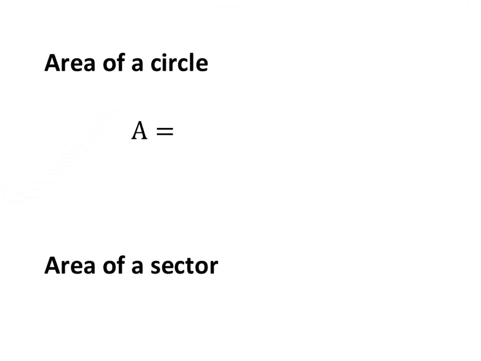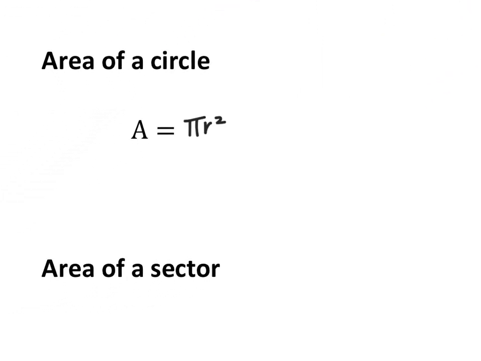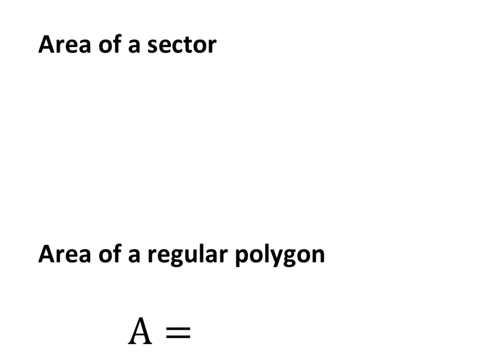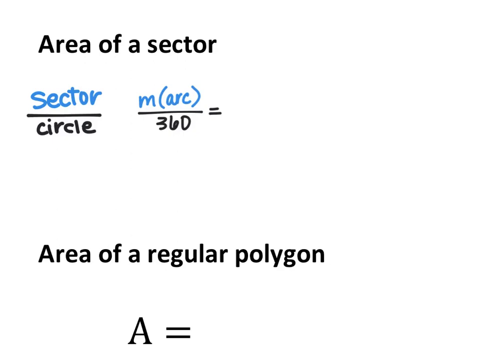Next, we have area of a circle, which is, of course, pi times the radius squared. And we'll have our area of a sector, which we're going to have a proportion to find, with the ratio of the arc measure to the degree of the whole circle, or 360, being equal to the ratio of the sector area to the area of the whole circle.